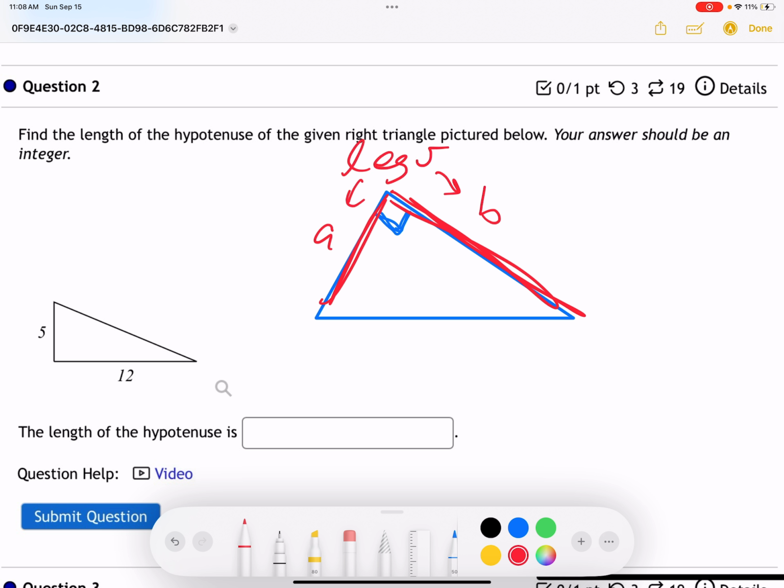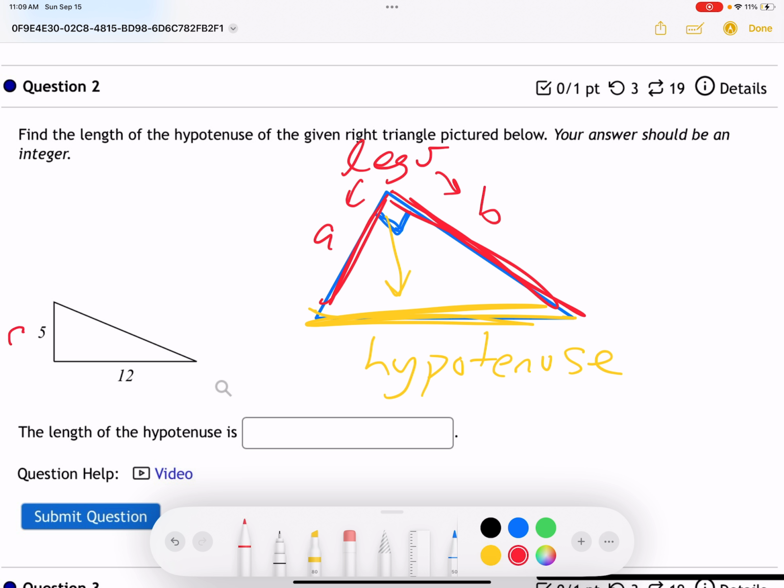And in yellow here, I'm going to highlight the hypotenuse. The hypotenuse is always opposite from the right angle. It does not touch the right angle, and it's the one side of the triangle that does that. So they ask us to find the length of the hypotenuse of the given right triangle pictured below.